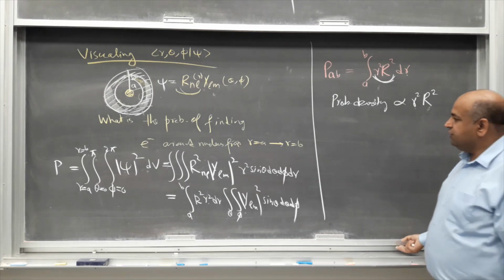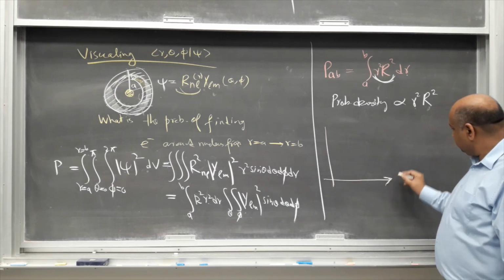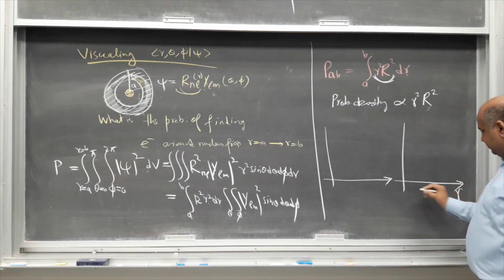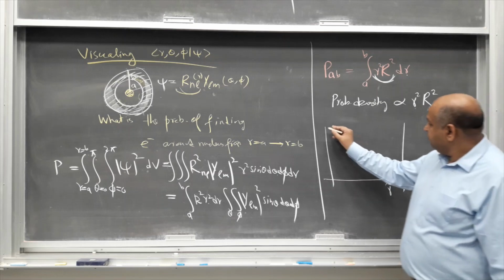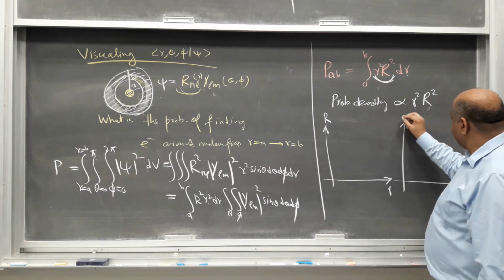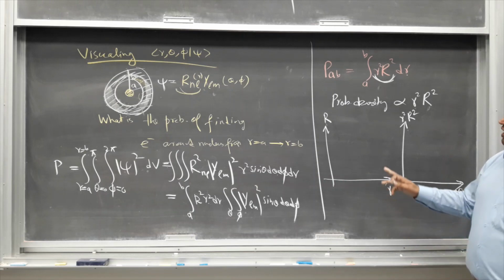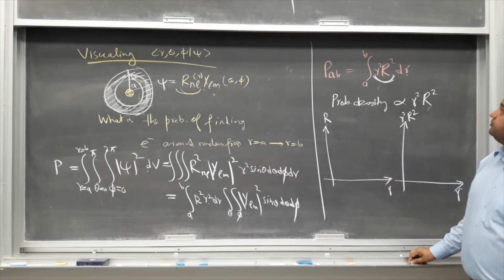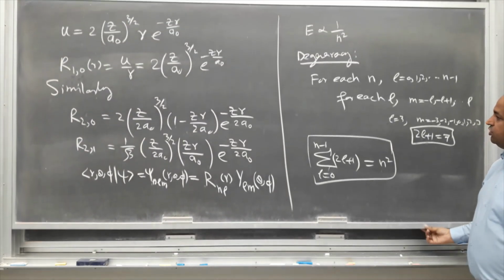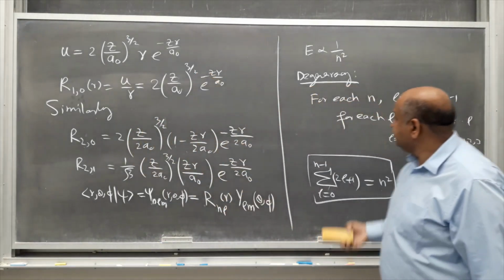For example, if I plot the radial function and the radial probability density, I should get something like this. So my R10 function is, let me actually bring this board down and plot them here, because we have these functions written here already.